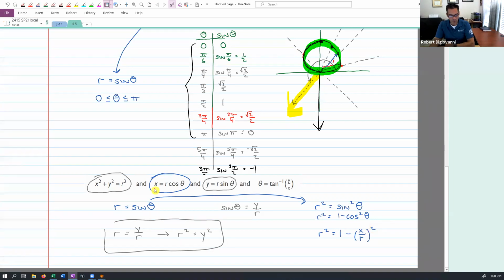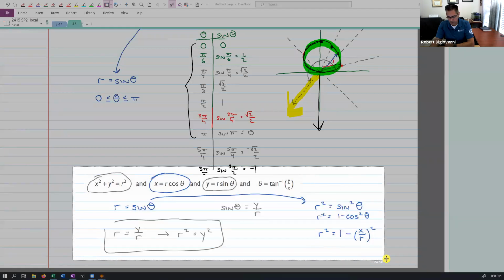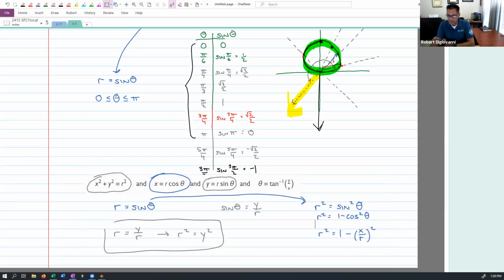I'm running out of room. Hold on. Got to go to a new page. Give me a moment.